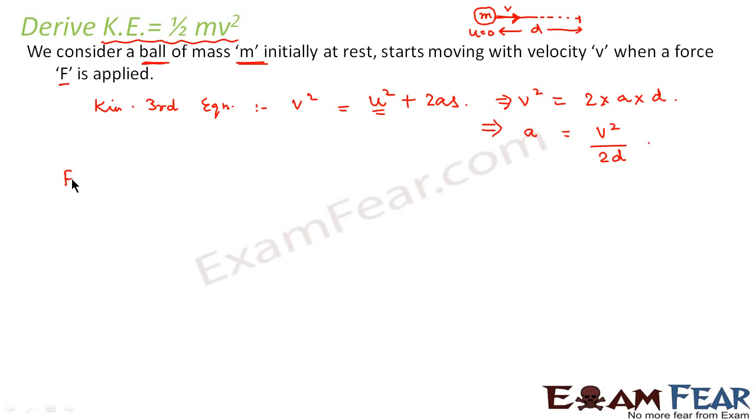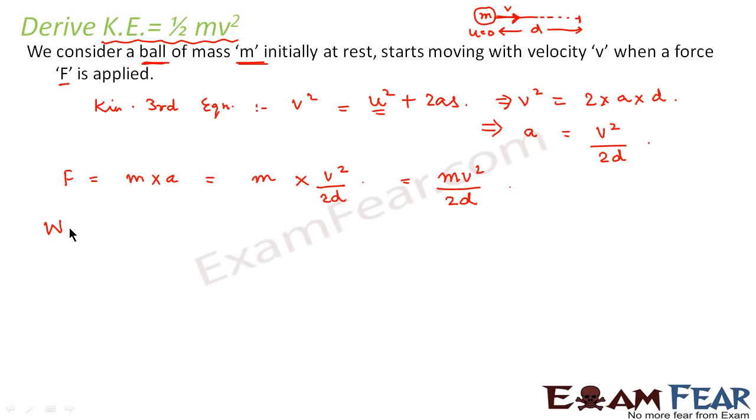Now, as per Newton's second law, force is nothing but mass into acceleration. The mass of the body, as we already mentioned, is m. And the acceleration here is v square by 2d. So the force is mv square divided by 2d.